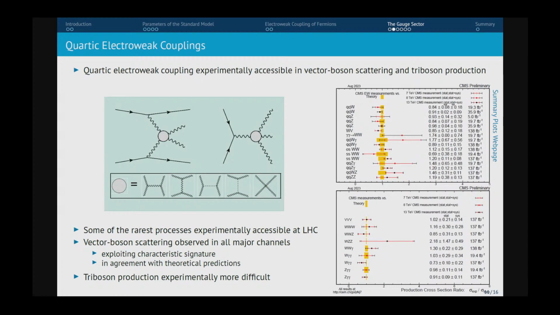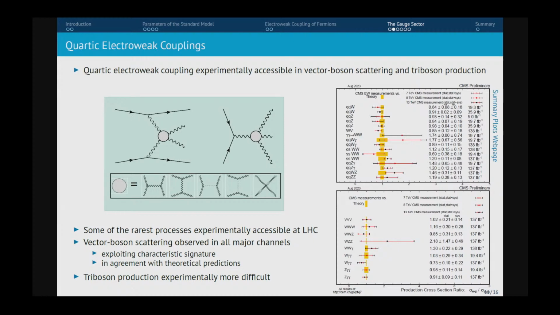Generally, in Run 2, we have made a lot of progress in studying quartic electroweak couplings, and we can access these experimentally in these 2 processes. So this is vector boson scattering, where we radiate 2 gauge bosons from 2 quarks that then scatter, or we just produce 3 gauge bosons. And these are some of the rarest processes that we can experimentally access at the LHC.